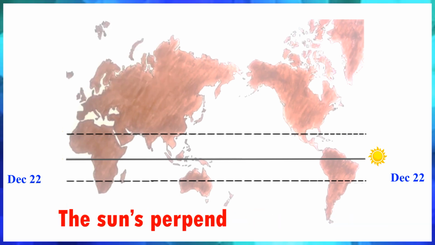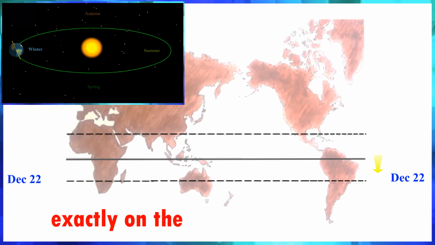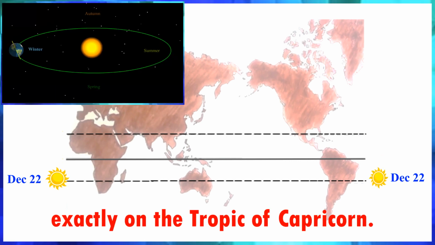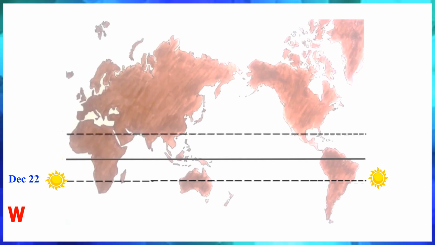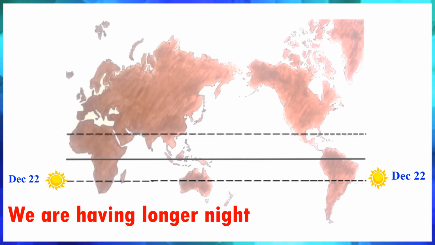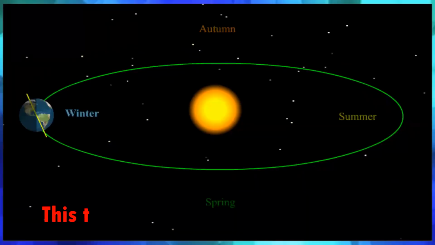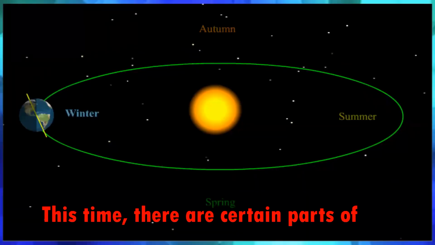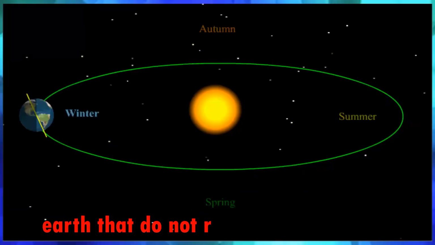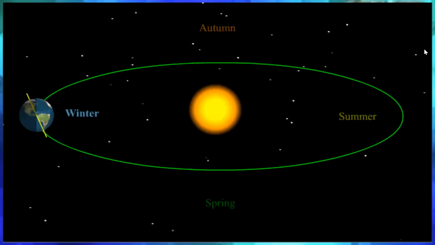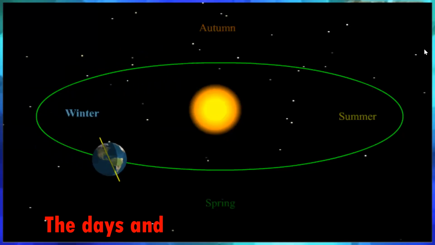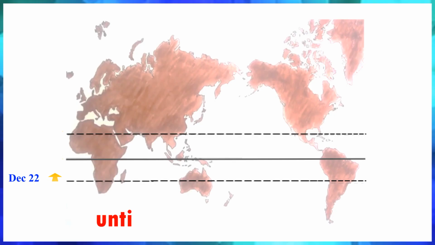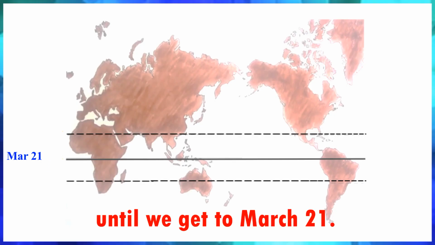The Sun's perpendicular rays fall exactly on the Tropic of Capricorn. This time we're having winter solstice. We are having longer nights and shorter days. This time, there are certain parts of the Earth that do not receive any daytime. But then again, the Earth goes around the Sun. The days and nights slowly get equal until we get to March 21.